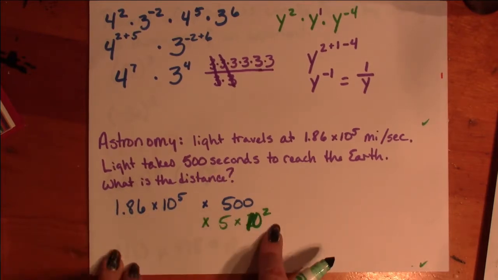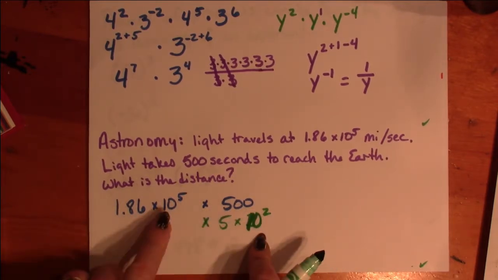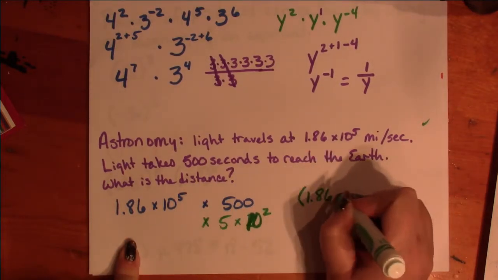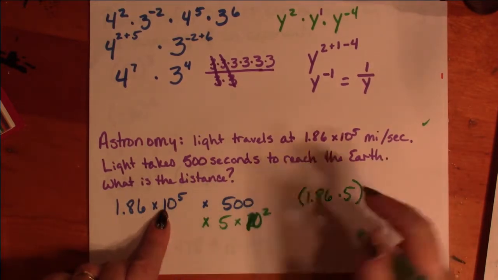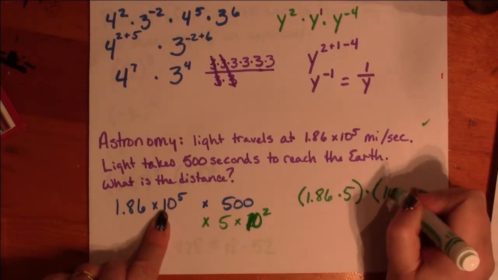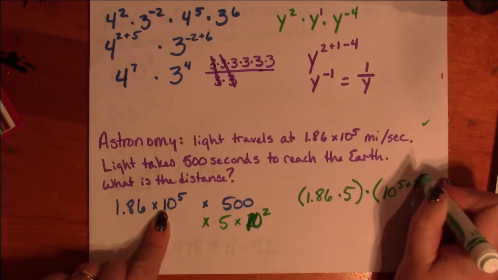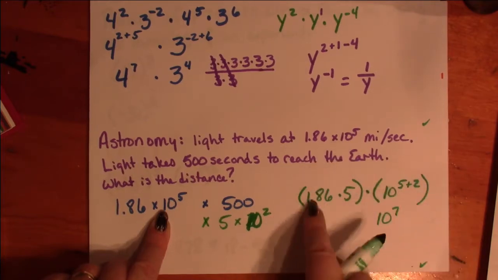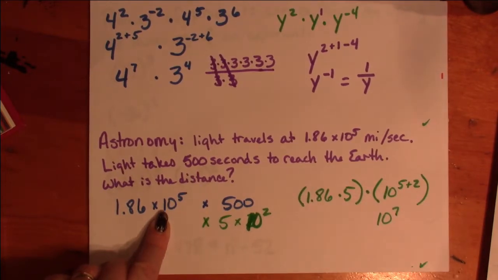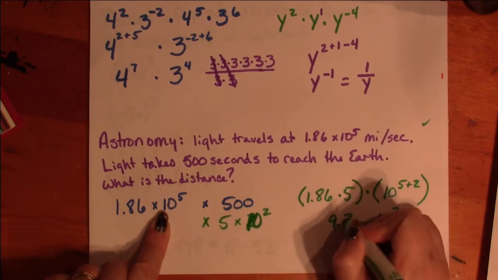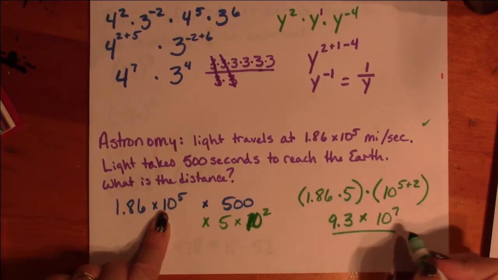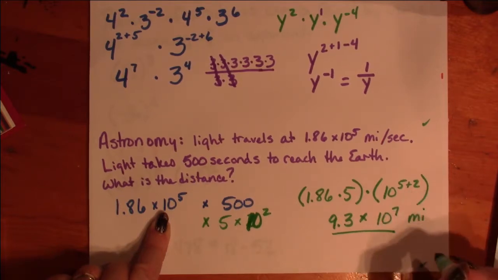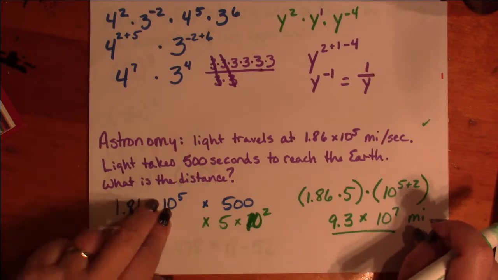When we're multiplying these two, again, we're going to put our bases together. So we have numbers. We have 1.86 times 5, and we have tens. Times 10 to the 5th plus 2. 10 to the 5th times 10 to the 2 is going to be 10 to the 7th. And 1.86 times 5 is 9.3 times. And so we have our scientific notation, distance from the Earth. And because this is distance, we need words, so it's going to be miles.